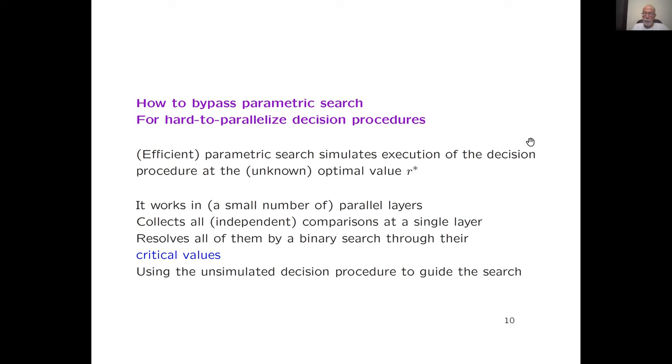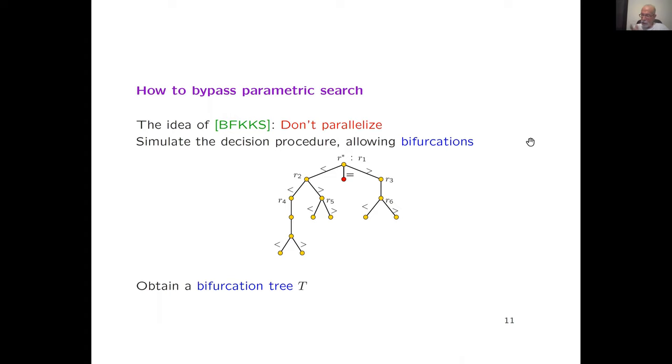And the technique of this old paper, which I'll just call BFKKS, is: don't parallelize. Just run the decision procedure at R star as usual. And when you reach a comparison, bifurcate. You don't know, so say at the root of this tree, you compare R star with some R1. And so R star may be smaller than R1, bigger than R1, or equal. Equal is excellent because that means you found R star and you can stop right away. So let's ignore the equal case. So it's either smaller or larger, and you bifurcate.